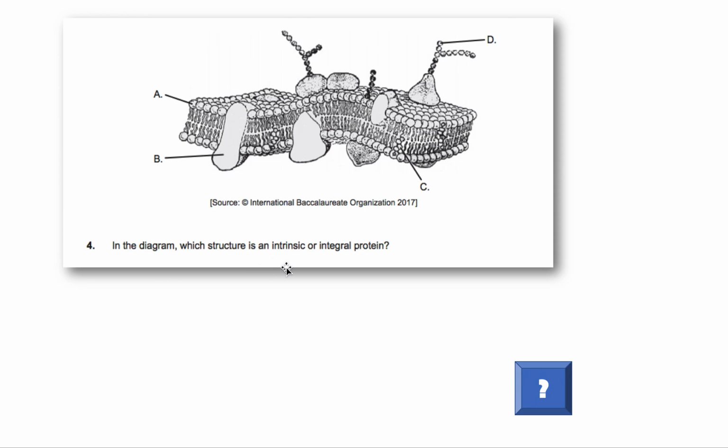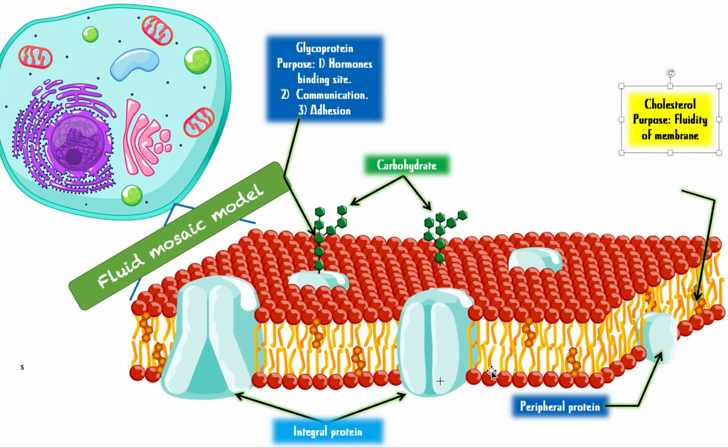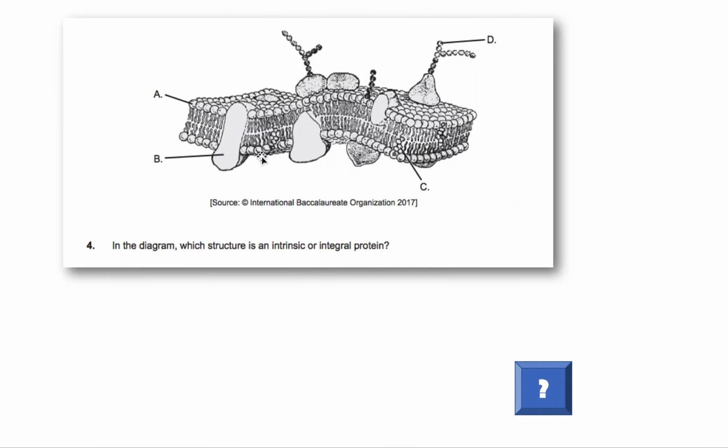Why is that? Because an integral or intrinsic protein is a protein that is located inside, so it spans the length of the membrane. It's not like this one that is on the outside of the membrane, like this one and this one. It is spanning through the membrane, so we call this an integral protein. If we look at my diagram, it's a bit more clear. They are typically involved in transporting things from the outside in or the inside out. You can see here, it's like a little channel that allows molecules to go in and out. Same with this one here. So it's going to be B.